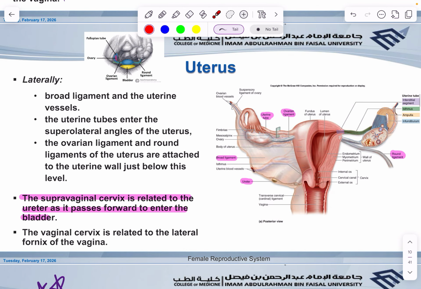Laterally, what do we have? The uterine tubes, and then the broad ligament, this sheet of peritoneum, roughly like this, as well as the uterine vessels. We also have the ovarian ligament, which from its name connects the ovary to the uterus, and the round ligaments of the uterus, which are these, and we'll see their importance shortly. The supravaginal cervix specifically is related to the ureter, and this is important because it passes forward to enter the bladder. We'll return to see that relation in a few slides. Otherwise, the vaginal cervix is related to the lateral fornix of the vagina, as we said.